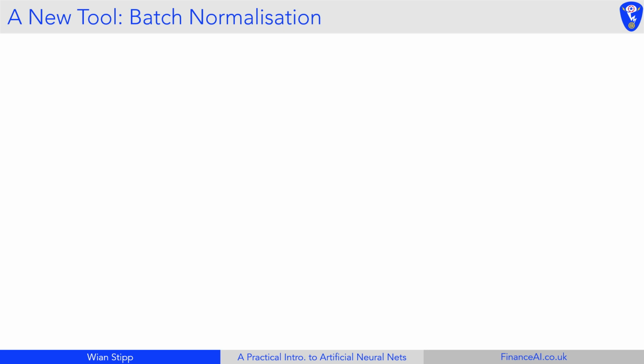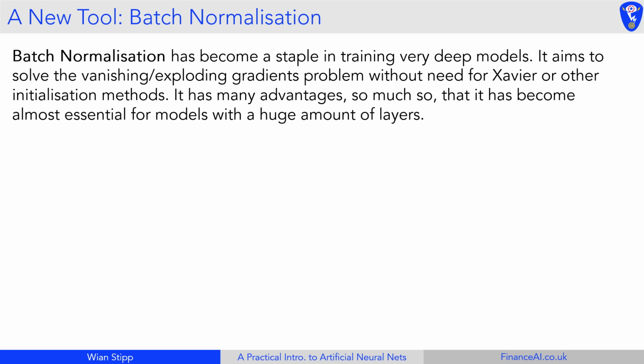Okay, in this lecture, we're going to add a new tool to our toolbox of ways to improve our neural network. And we're going to talk about something called batch normalization, which sounds like a very boring thing to do. It doesn't sound very sexy, but in fact, it is one of the most effective ways to improve your neural network. So it's become almost a staple in training very deep models, and it aims to solve the vanishing gradients problem without need for Xavier or other initialization methods.